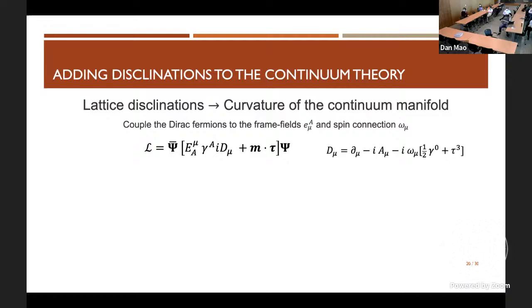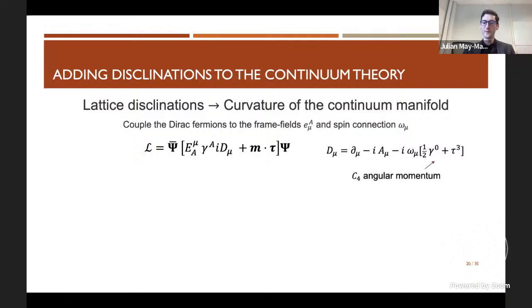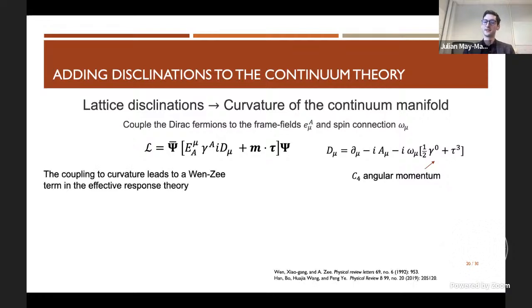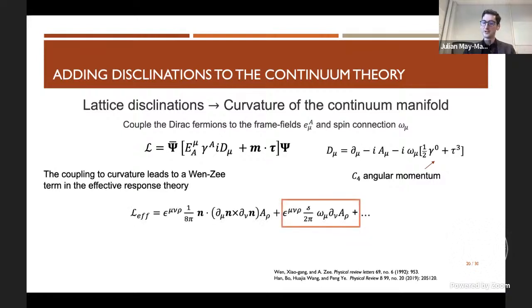So if I do this and look in our standard GR textbook, I find this equation for a Dirac equation in curved space, where our covariant derivative now involves both our gauge field A mu as well as our spin connection omega mu, which ended with a term proportional to the C4 angular momentum shown here in brackets. This coupling to curvature in our theory leads to a Wen-Zee term in our effective response theory shown here, which is the term we saw earlier at the beginning of the talk.